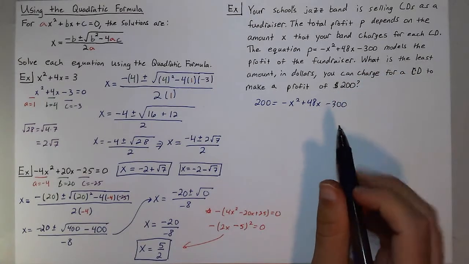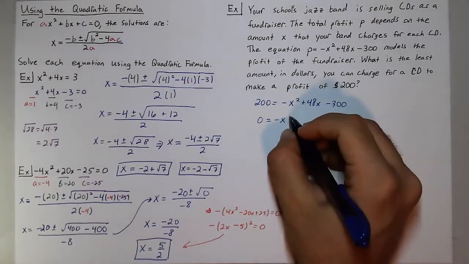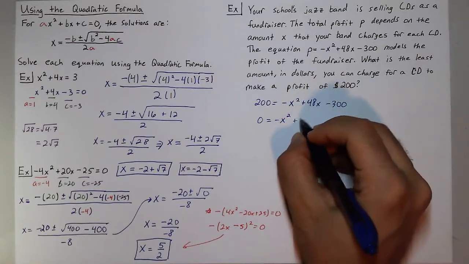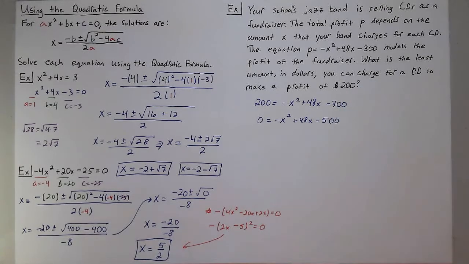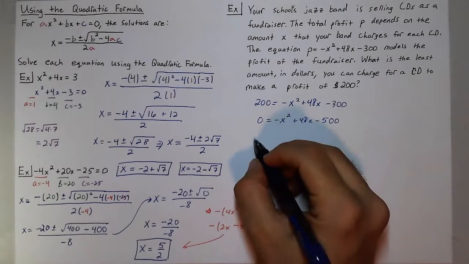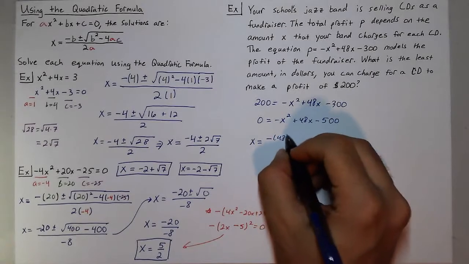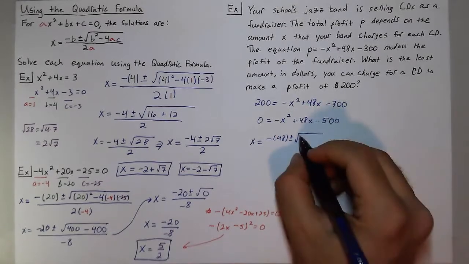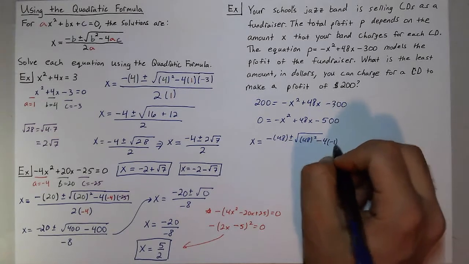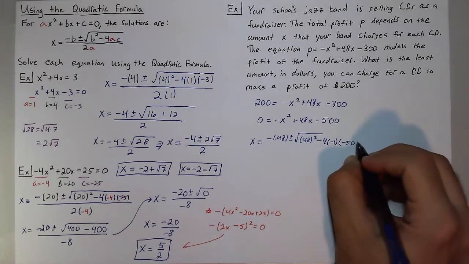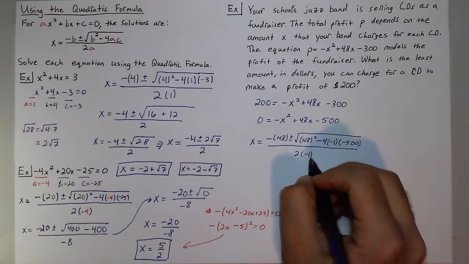So to start off, I'll move everything to one side of the equation. So I'll subtract the 200. Give me negative x squared plus 48x minus 500. And then I will plug everything into the quadratic formula. So I get x is equal to negative of 48 plus or minus the square root of 48 squared minus 4 times negative 1 times negative 500, that's A and C, all over 2 times negative 1.